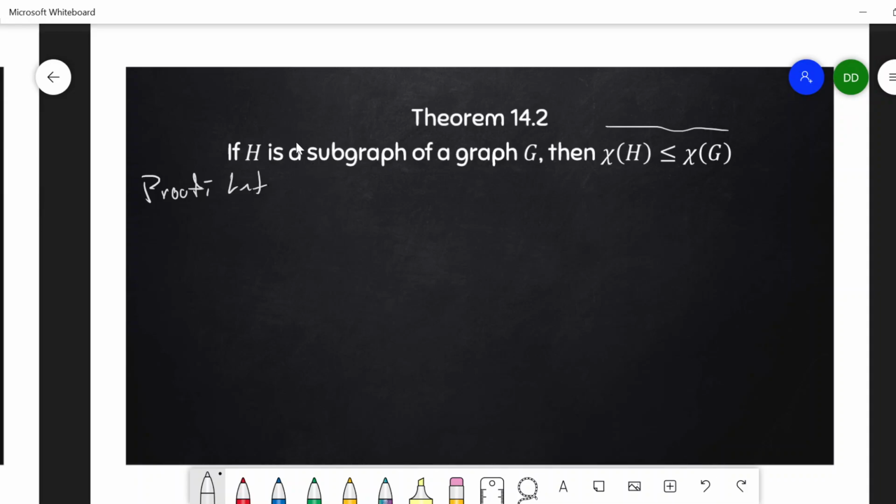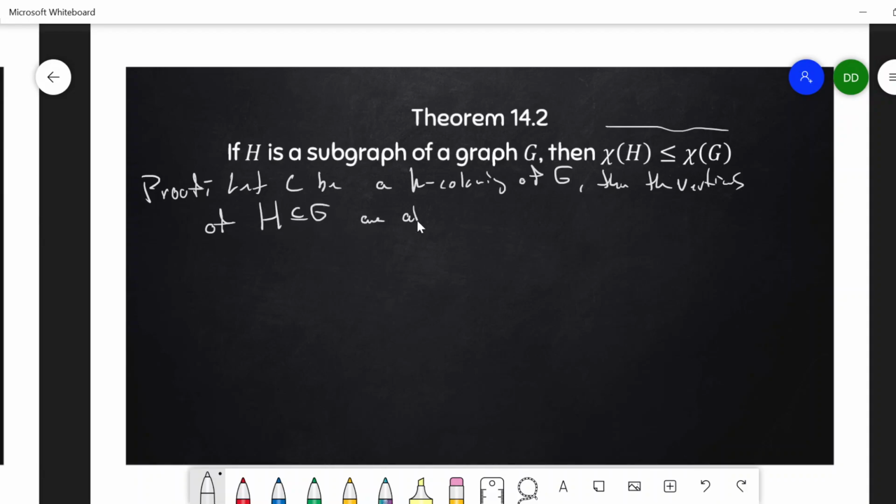So let C be a K coloring of G. Then the vertices of H, a subgraph of G, are also K colored. And so we have a K coloring of H. Hence, the chromatic number of H is at most the chromatic number of G. Right? Not a whole lot to show there or say.